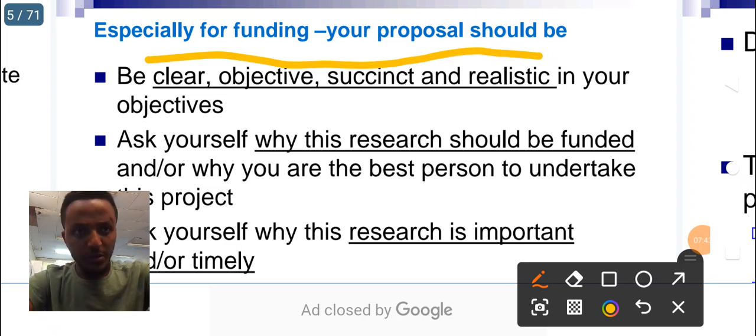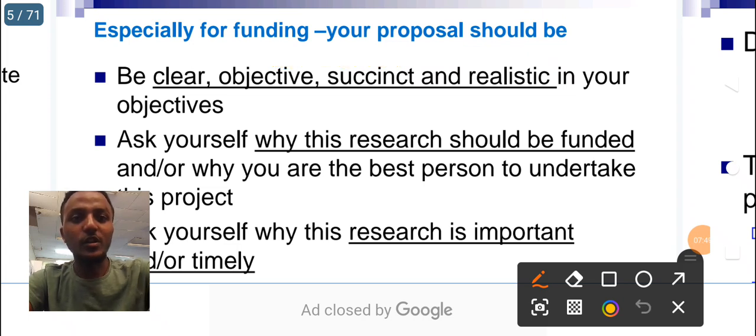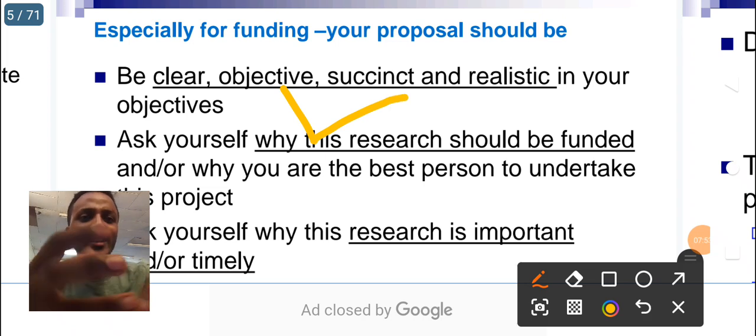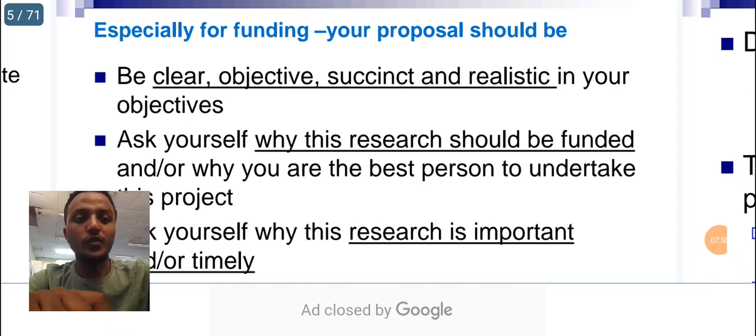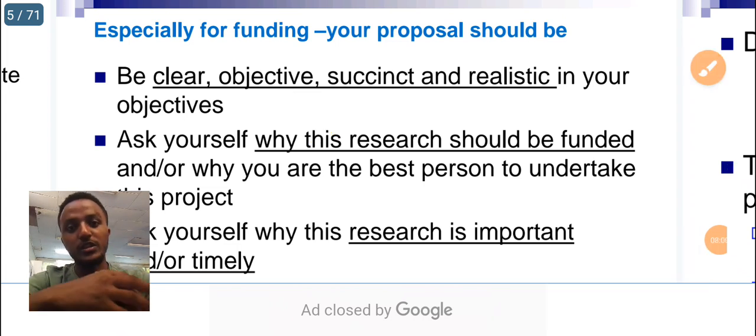Why? Because to be funded, it should be clear. The objective is clear, right? A clear objective should be there, succinct and realistic in your objectives. This is one of the ideas that makes your research proposal get funded.